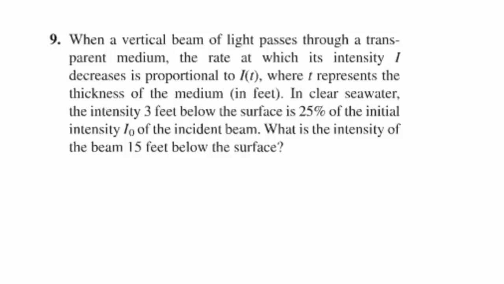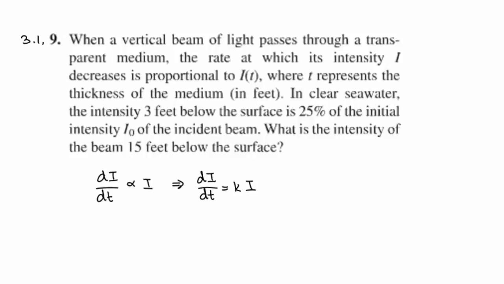All right, by request, we're going to do number 9 out of 3.1. Let me actually write that on there. And let's see, when a vertical beam of light passes through a transparent medium, the rate at which its intensity decreases is proportional to the intensity itself. So I'm just going to go ahead and say the rate at which the intensity changes is proportional to the intensity itself, which will imply, by the way, that dI/dt is equal to some constant k times I.